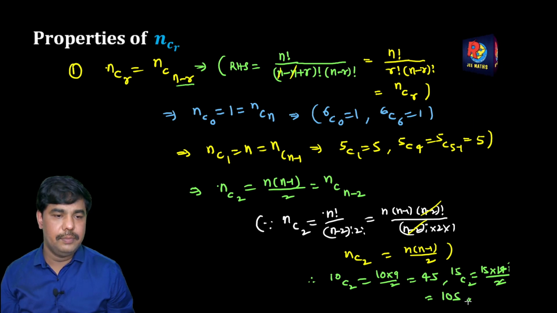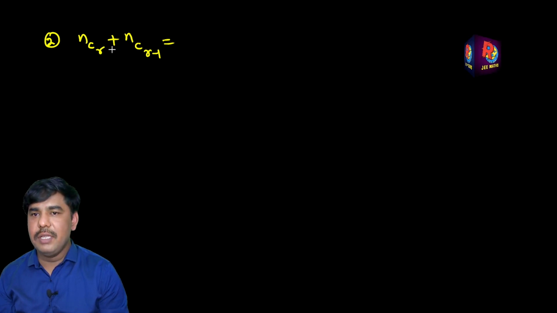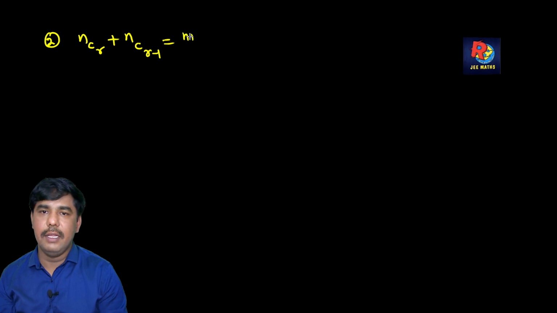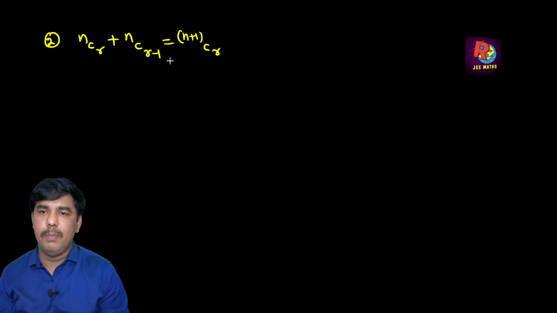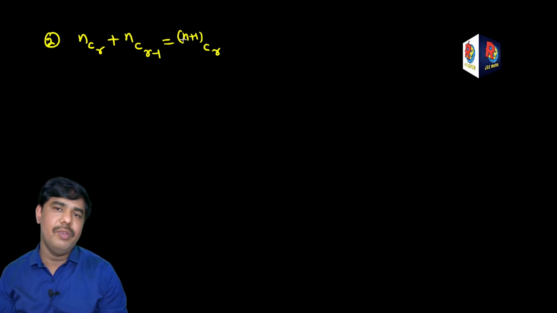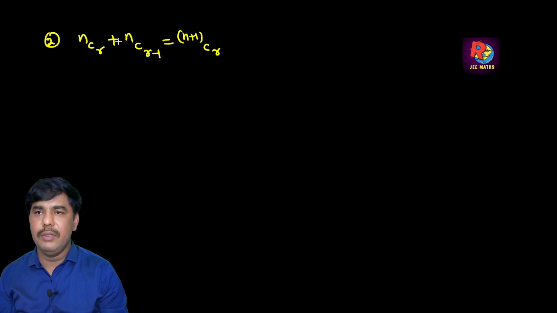The second property is NCR plus NC R minus 1 equal to, here n values are same, R value is decreasing, that one you need to remember. If it is like that, then it equals n plus 1 CR. If you want the derivation of this one, just apply the NCR formula. If you apply the NCR formula on the left hand side, obviously you will get the right hand value. So the derivation will be like that only.